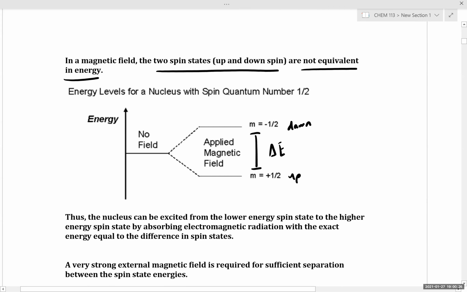Now, when we think about this separation between our two spin states, yes, the two spin states are equal in energy in the absence of an external field. If we turn off the magnet, if we turn off the external field, the two spin states will collapse to the same energy. They'll be identical in energy. However, when we turn our magnetic field on, the two different spin states with different orientations of the nuclei's magnetic moment will have different energies. Does that make sense? Does that answer your question?